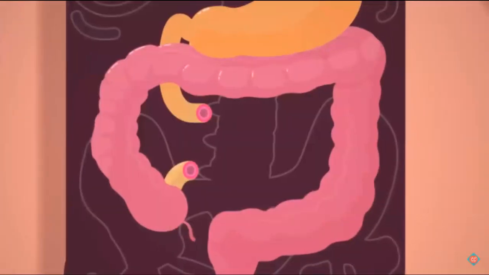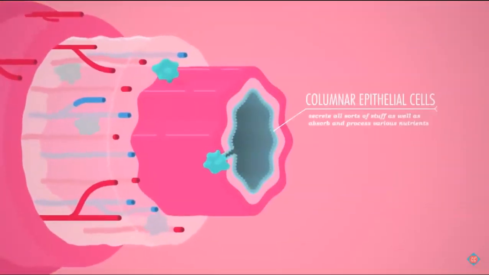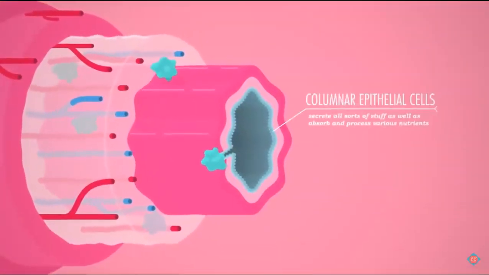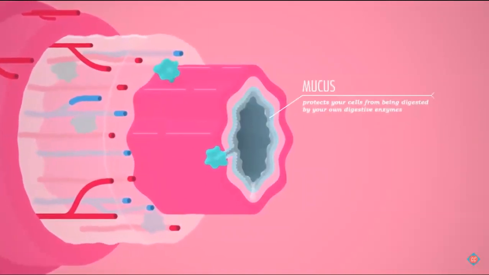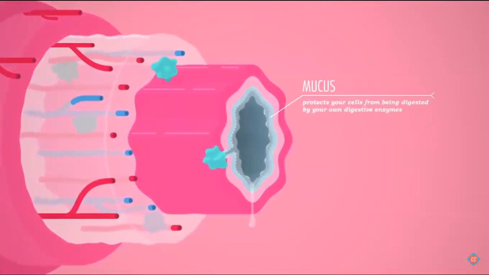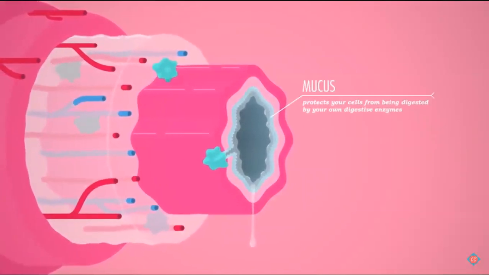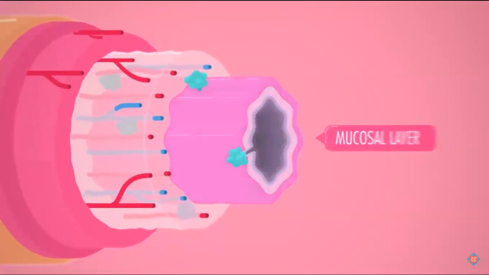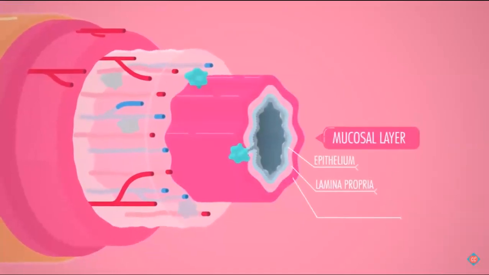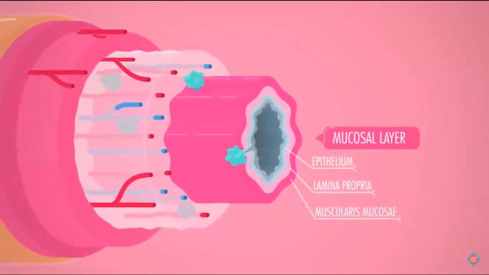From your stomach on down, though, the inner GI tract is lined with simple columnar epithelial cells, which secrete all sorts of stuff and which absorb and process various nutrients. Most of these columnar cells secrete mucus, which lubricates everything and protects your cells from being digested by your own digestive enzymes. So the innermost epithelial layer of the tube is known as the mucosal layer, and it contains some connective tissue as well, which supplies it with blood.